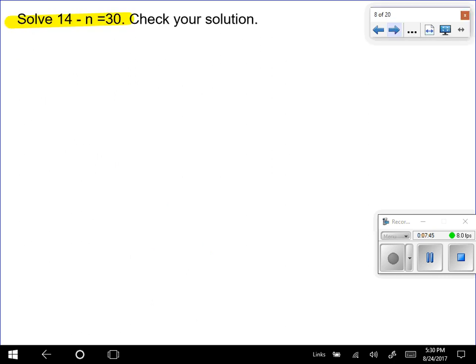So I want you to go ahead and try this one on your own. Now, this is a multi-step problem, so be careful, be aware of this subtraction sign and what that could mean for you. Try it on your own. If you have to pause the video, that's great.